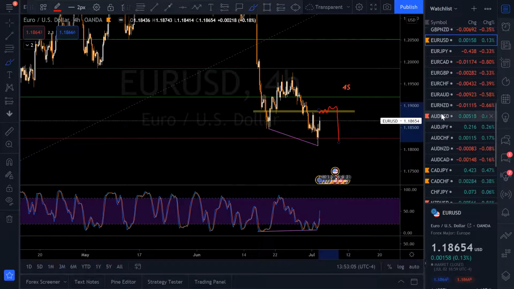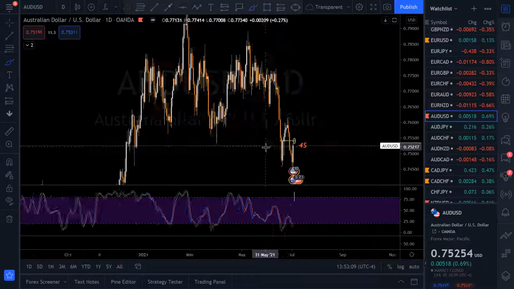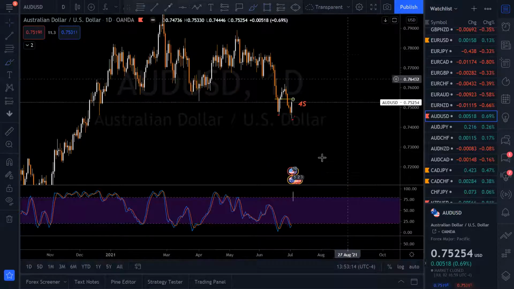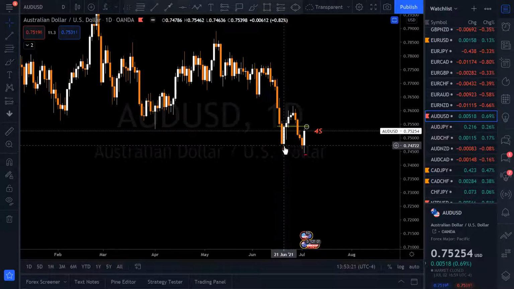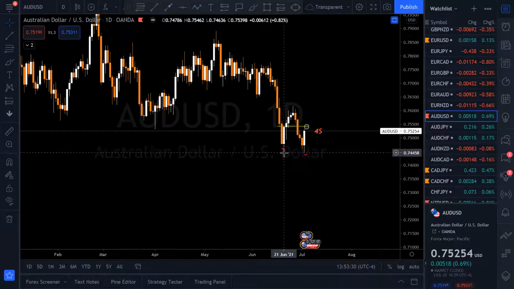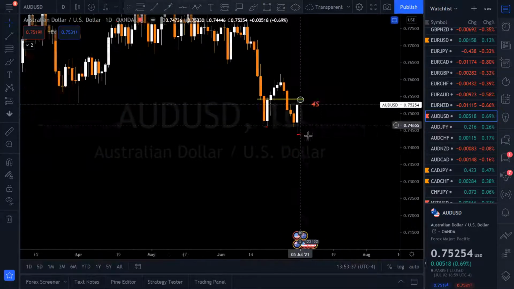Next, Aussie USD. This one's on my hot list. Why? I like this one because we're making lower low, lower high, lower low. We broke this low. We closed lower than these closes, but we haven't gotten a close below that low. I would like to see that, and I think we would need to see it on a daily level.